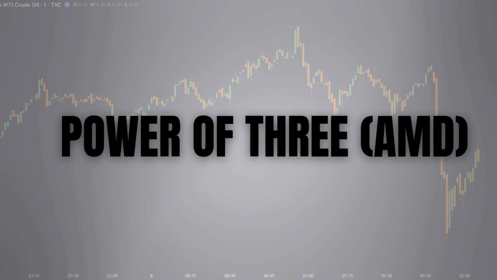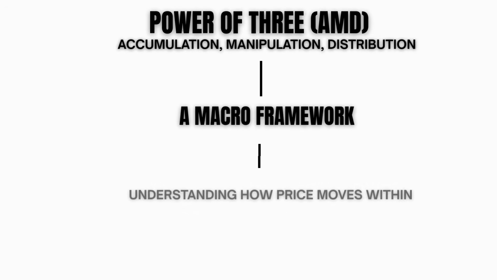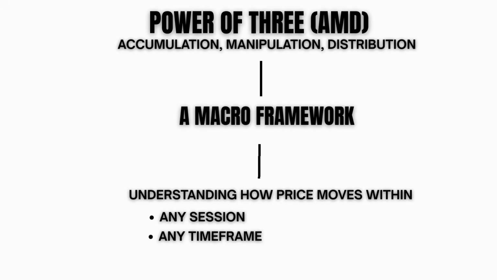Strategy 3, Power of 3, AMD. The power of three, also called AMD, accumulation, manipulation, distribution, is a macro framework for understanding how price moves within any session or time frame. Once you internalize it, you'll start seeing it everywhere.